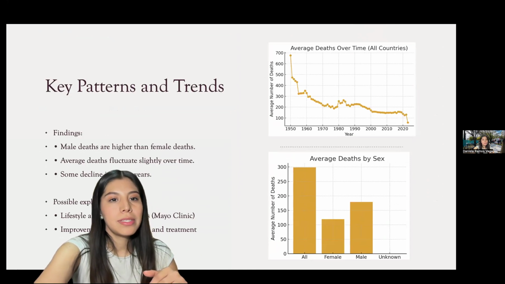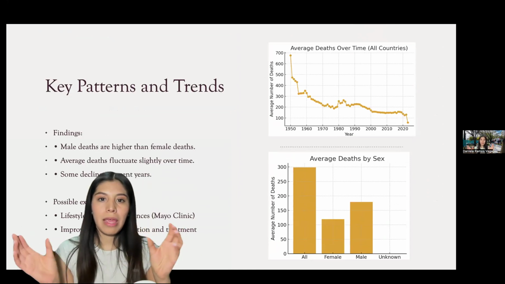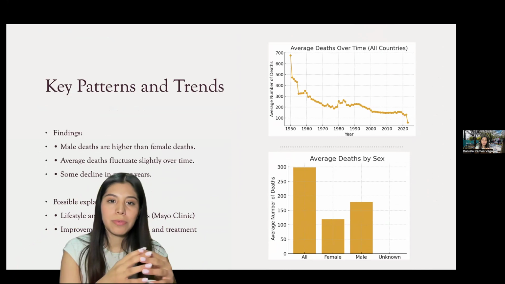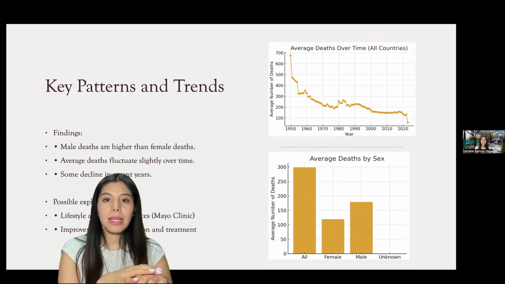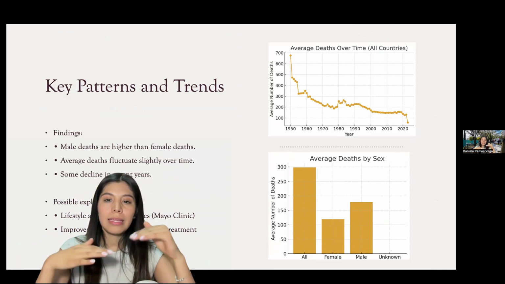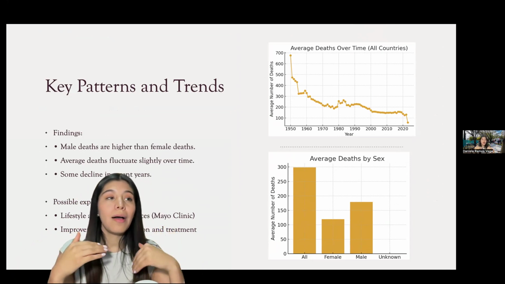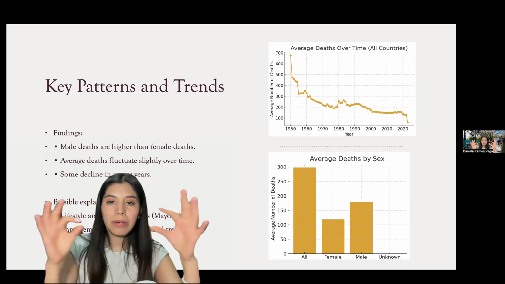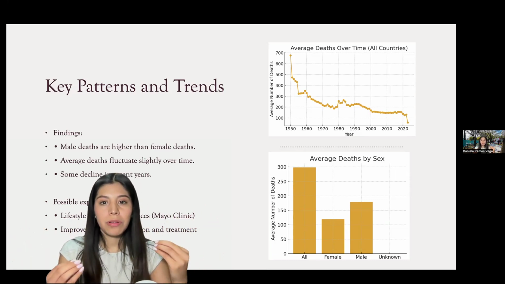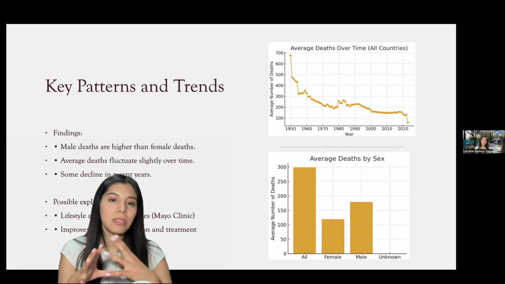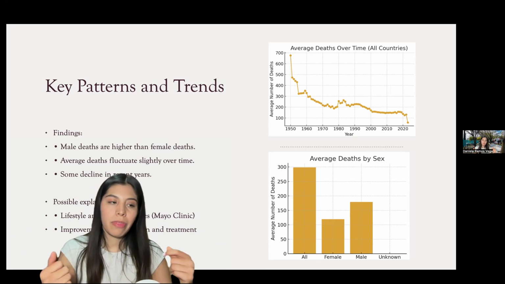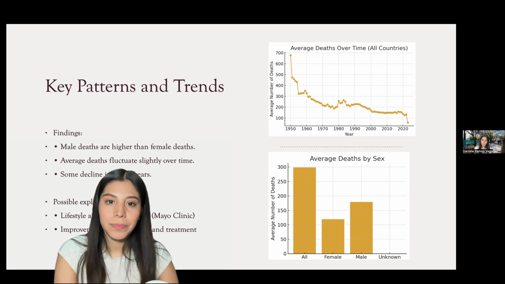So, for the key patterns and trends, when comparing deaths by sex, we can see that men tend to have a higher average mortality than women, which aligns with medical research and the Mayo Clinic explanation that factors such as smoking, alcohol consumption, and diet play an important role in the development of this disease, stomach cancer.